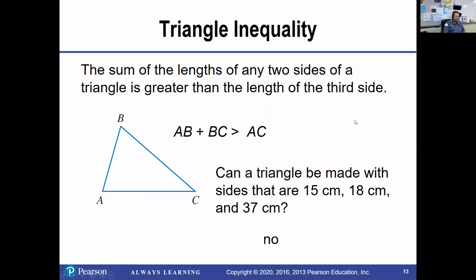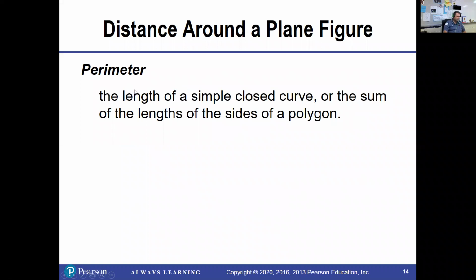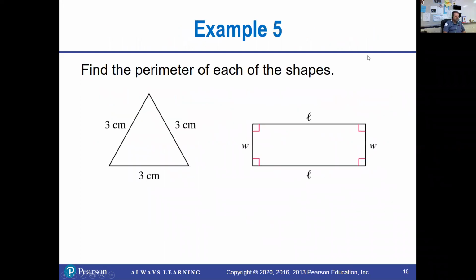All right. Perimeter. You guys remember perimeter. You are adding, it's the length of a simple closed figure. To find perimeter, you have to have a closed figure, or the sum of the lengths of the sides of the polygon. Okay, so I can find perimeter by adding up all the sides of a polygon.